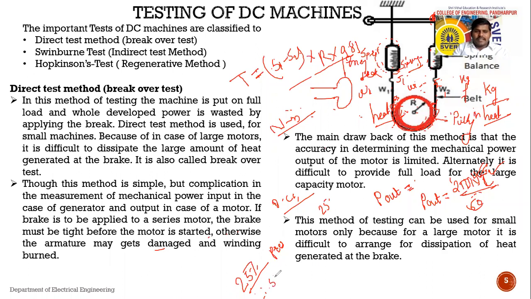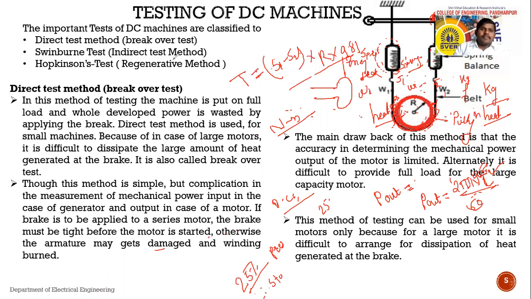Before starting, we put 25% load on it in case of a DC series motor. Otherwise the armature of the DC series motor gets damaged or the winding also burns. The winding burns.